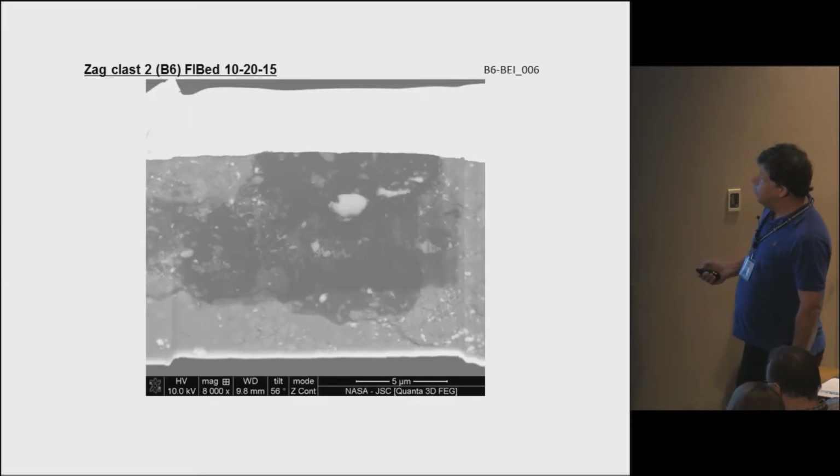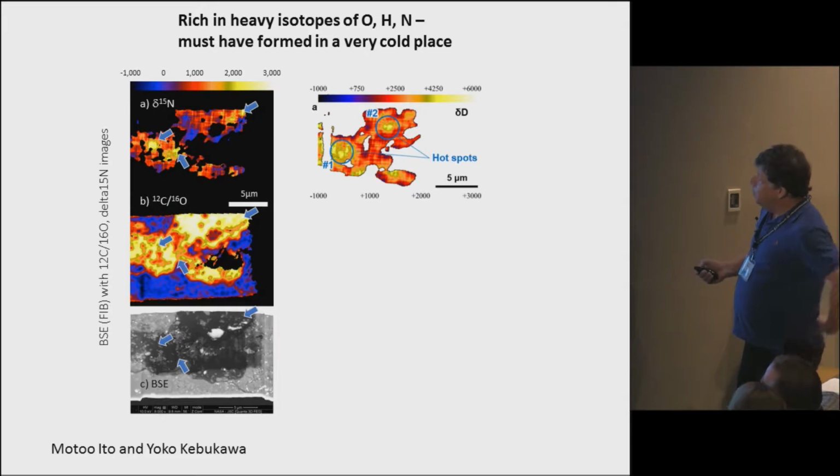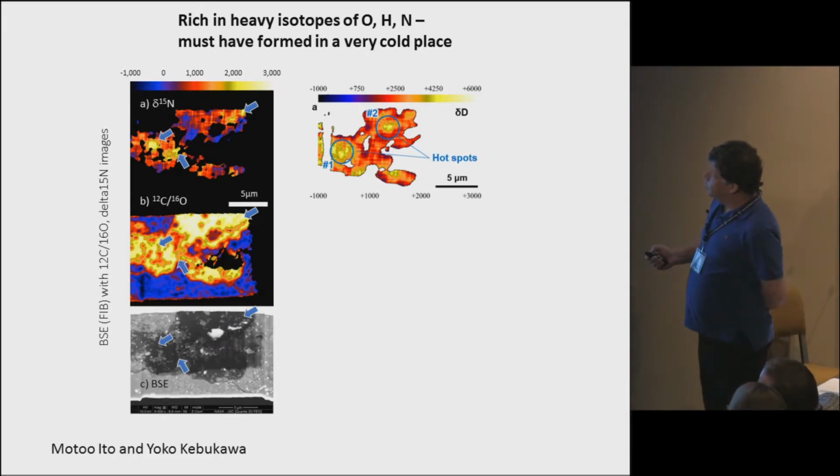This is another really cool organic-rich grain. This is a phyllosilicate FIB slice out of the same clast. The organics here are dark. There are sulfides and magnetite and phyllosilicates enclosed within the organic. These are maps showing different isotopes. This was done by Motoo Ito and Yoko.